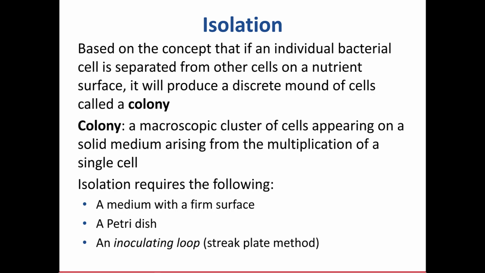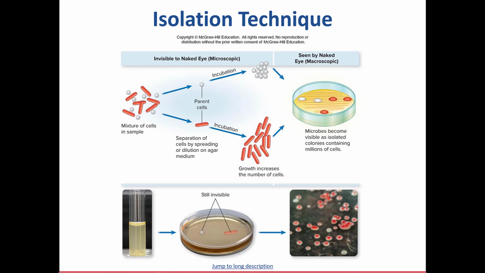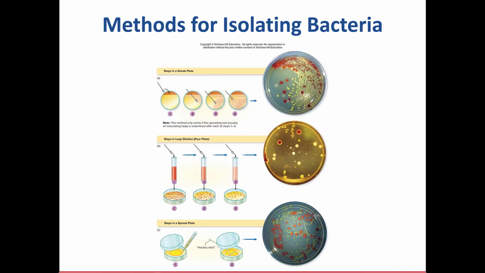So the isolation requires the following: a medium with a firm surface, an agar plate that's been poured and cooled in a petri dish, and then you take an inoculating loop and you streak it on the media, and I've mentioned this before, and then you get the colonies that show up. So you have an isolation. You can have some sort of differential plate, and you can see the differences between the two, or you can put selective media and just grow one or the other, all sorts of things, and you can see the colonies showing up. And it's a very common laboratory type of deal.